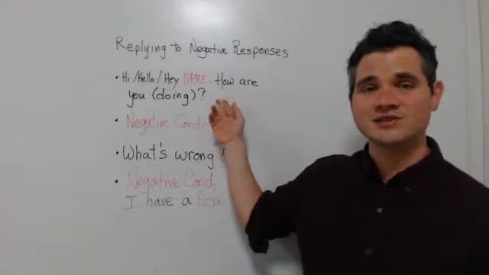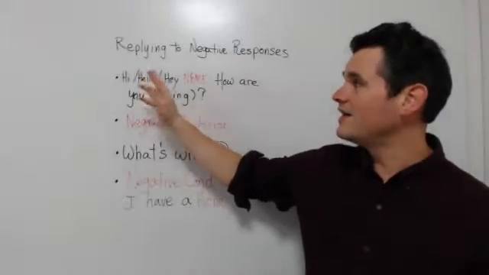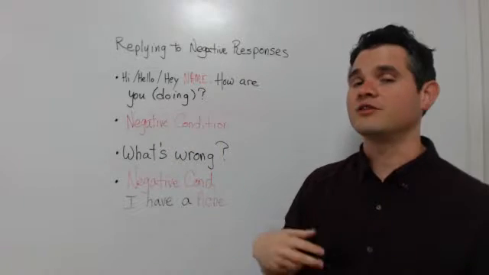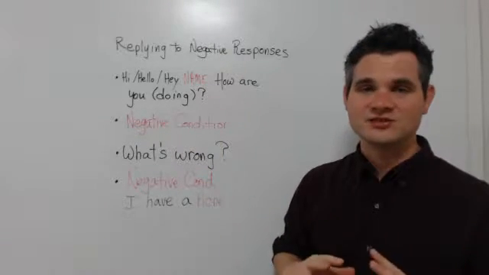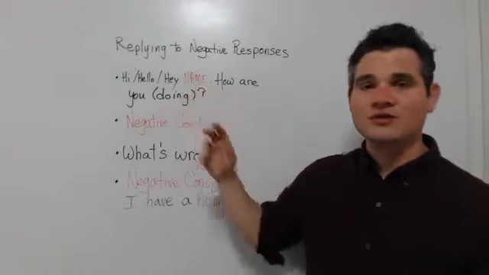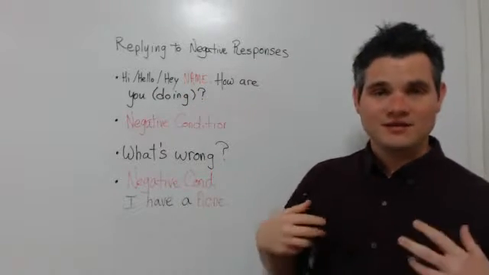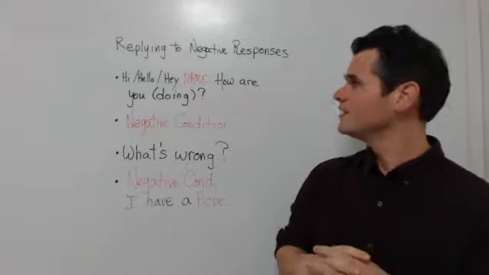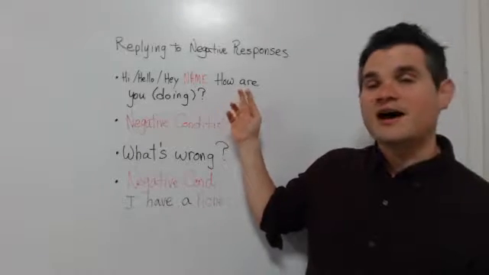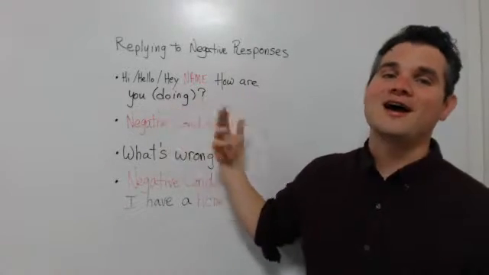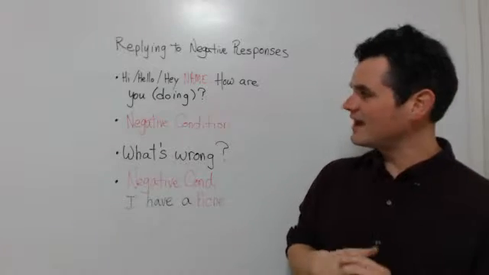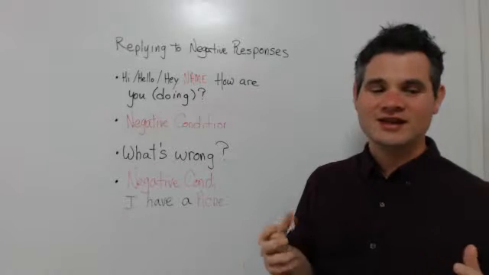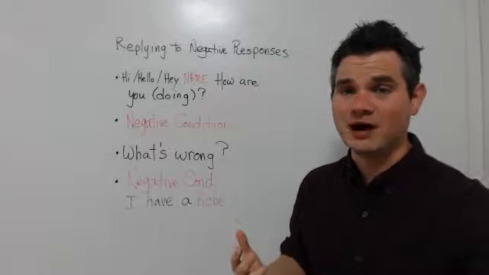Now this is an expression you already know. Hi, hello, hey, and then you say someone's name. Remember, hi and hello are the formal greetings. Hey is very casual. And then you can use the person's name if you want to make the conversation a little more personable. And then, of course, you ask them, how are you doing? Or how are you? In this lesson, a person is going to answer with a negative response.